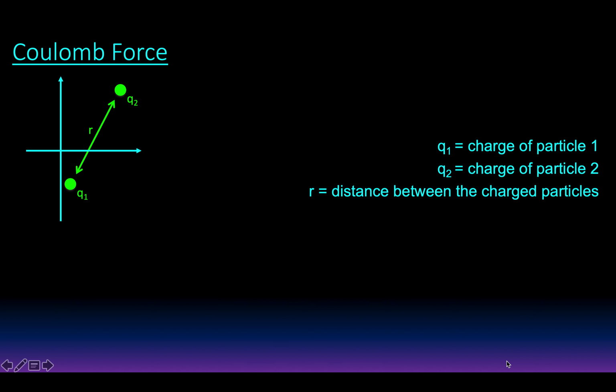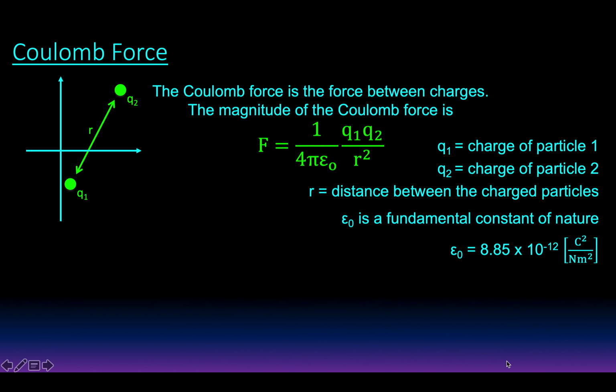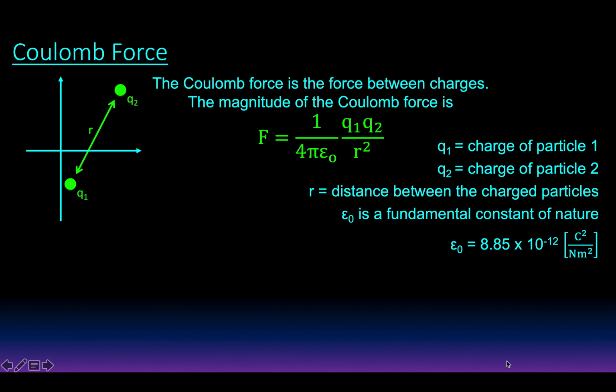The strength of the Coulomb force between two charged objects is given by the equation 1/(4 pi epsilon naught) times Q1 times Q2 divided by r squared. Now, epsilon naught is a fundamental constant of nature.